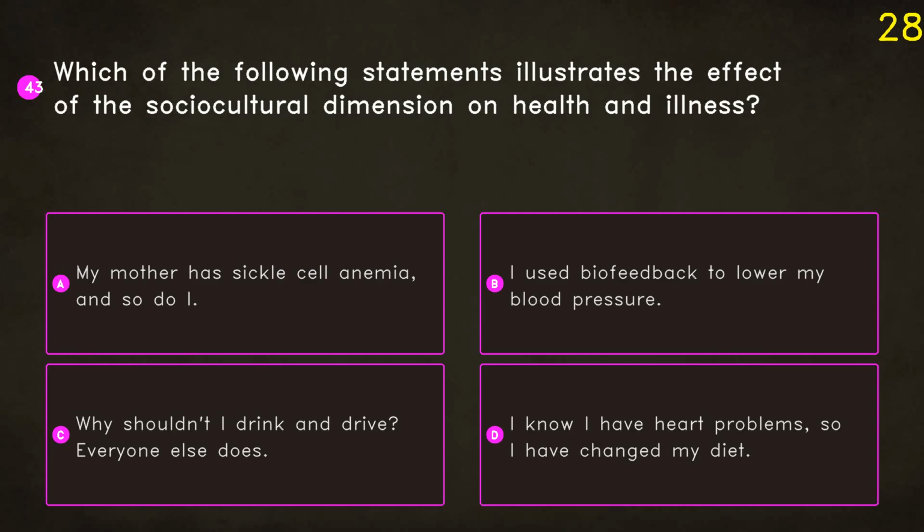Question 43. Which of the following statements illustrates the effect of the sociocultural dimension on health and illness? A. My mother has sickle cell anemia, and so do I. B. I used biofeedback to lower my blood pressure. C. Why shouldn't I drink and drive? Everyone else does. D. I know I have heart problems, so I have changed my diet.